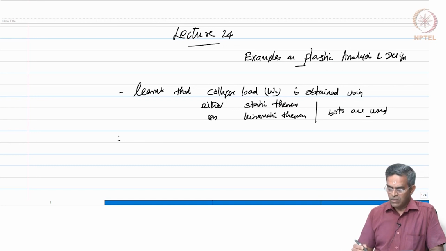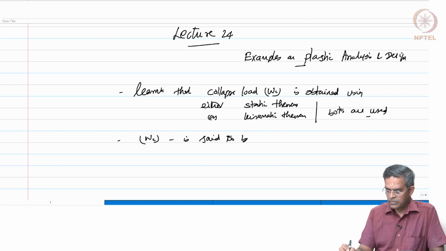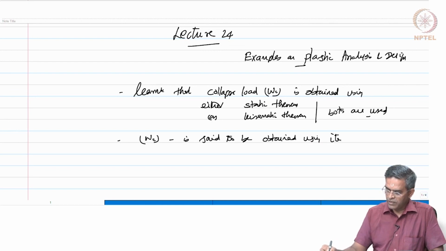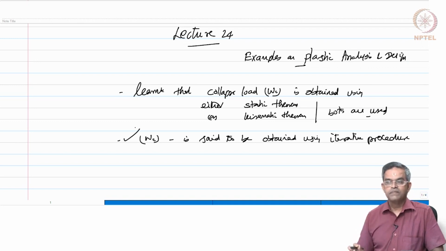Second thing, we also learned that WC is said to be obtained using an iterative procedure, but we have not seen an example so far of how this will be done from an iterative procedure. So, today we will see some examples where this will be learnt.